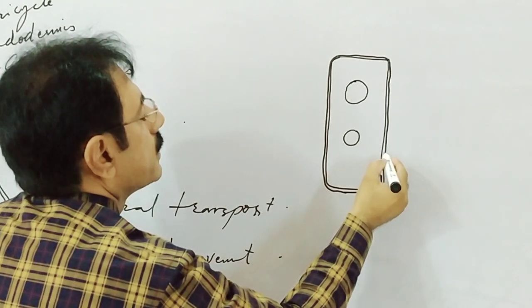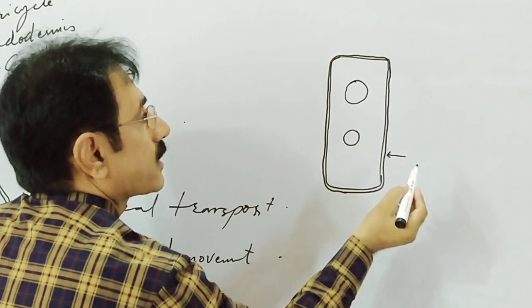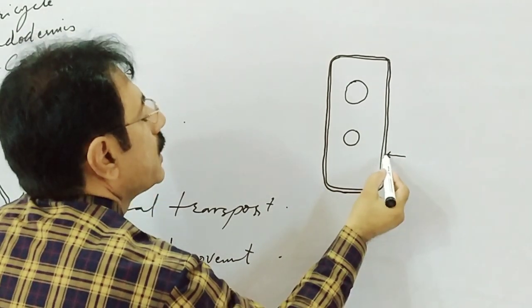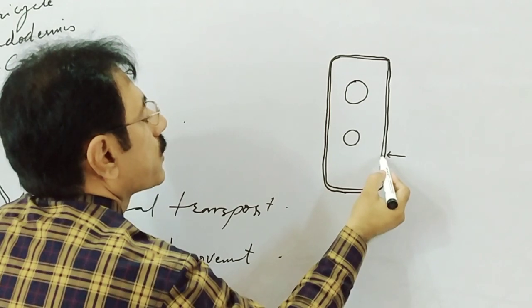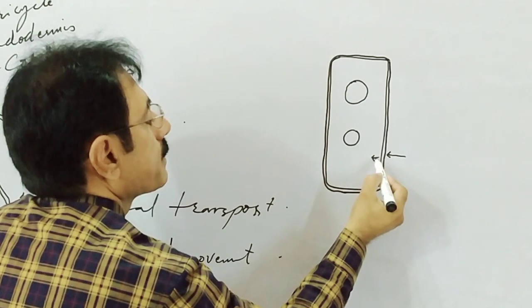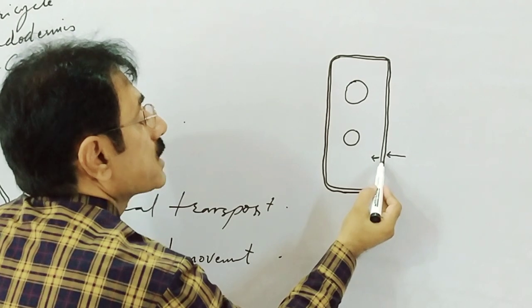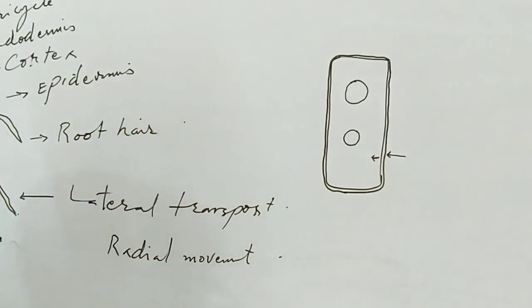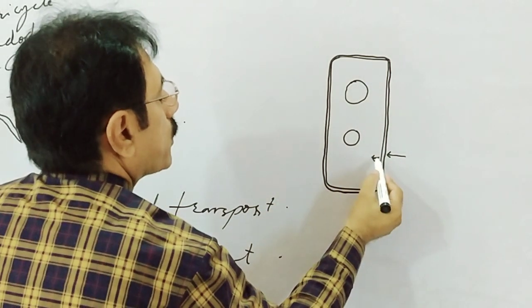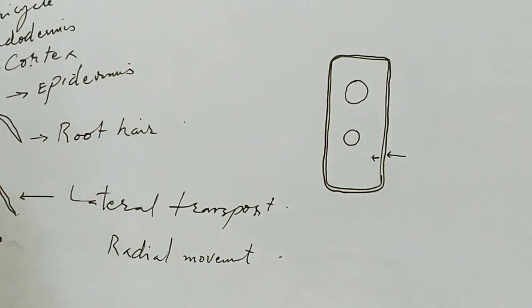When the water is imbibed by the cell wall, that process is called imbibition. When the water passes through the cell membrane and enters the cytoplasm, this process of movement of water molecules through the membrane is called osmosis. And after osmosis, the water molecules diffuse inside the cytoplasm. This process is called diffusion.